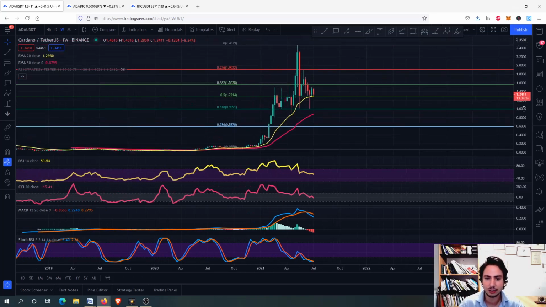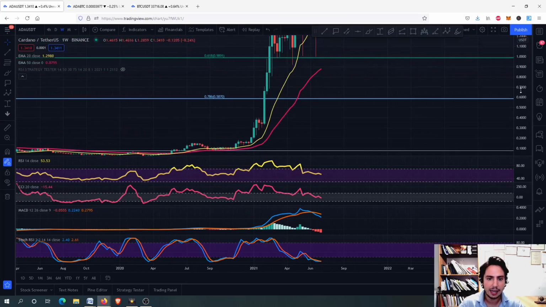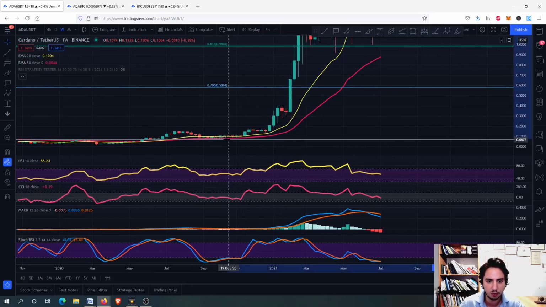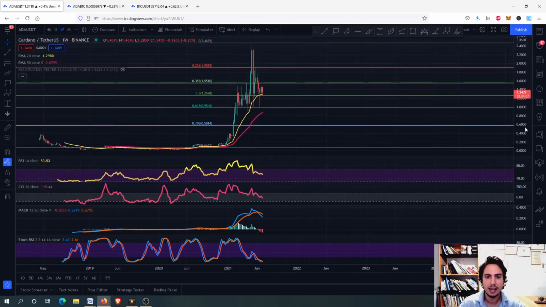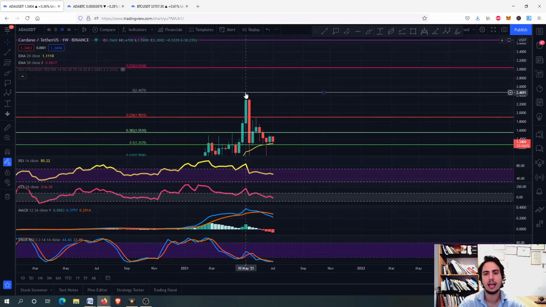What I have done here for the Cardano in Tether USD, I have drawn my Fibonacci retracement starting from the bottom before we have this bull run, before we have this impulsive wave, right? This bottom right here, guys, you can see that we had the correction, then we had this impulsive wave right here, and I ended up on our previous high right there on 10th May 2021, 2.46 around there, Tether USD.